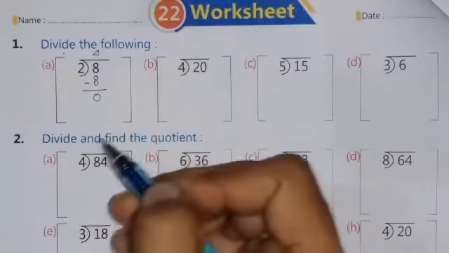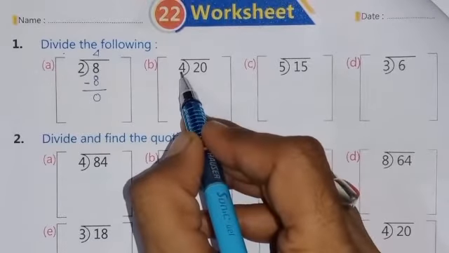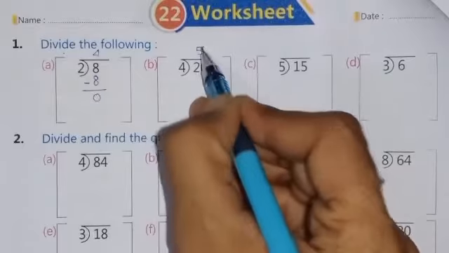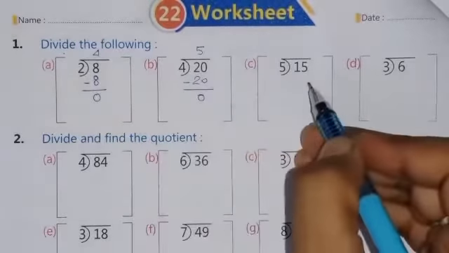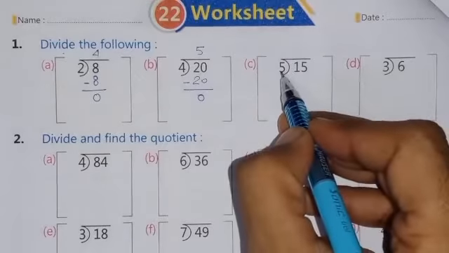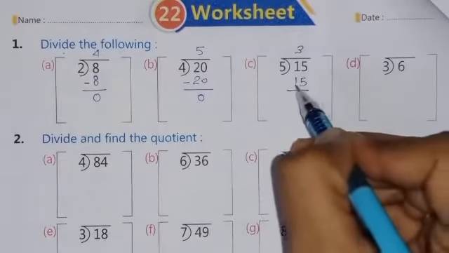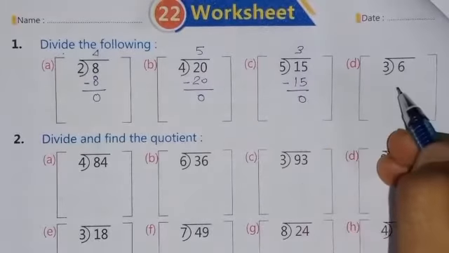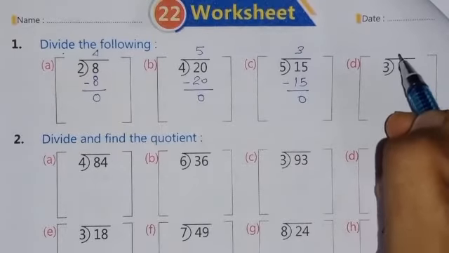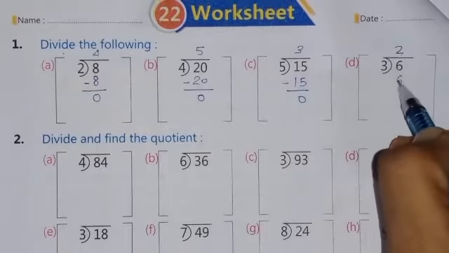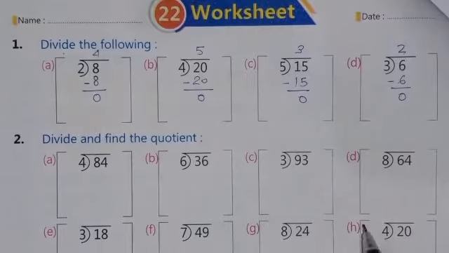The question is completed. In this question, 20 divided by 4. So in the table of 4, 20 comes 5 times. So 4 5s are 20. On subtracting you will get 0. In this question, table of 5, and 15 comes 3 times. So 5 3s are 15. On subtracting you will get 0. In this question, 6 divided by 3. So in the table of 3 you will get 2 times 6. On subtracting 6 from 6 you will get 0. So the first question is completed.